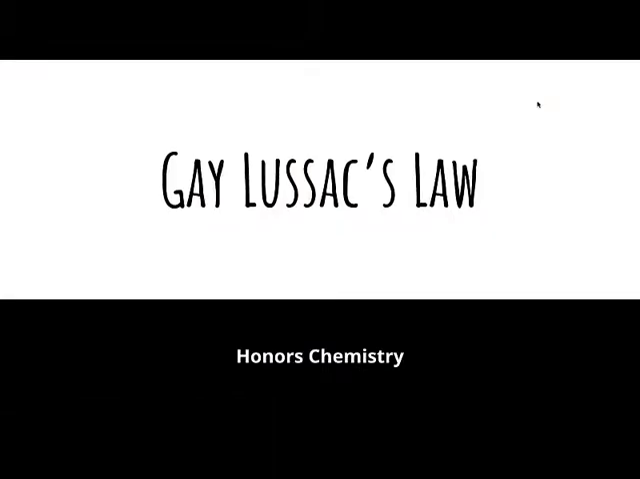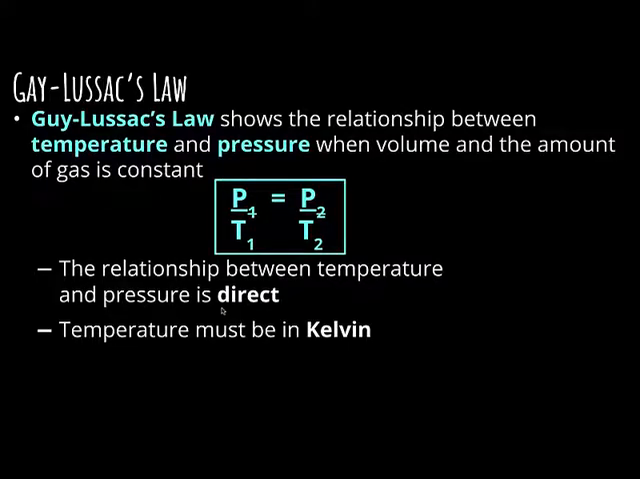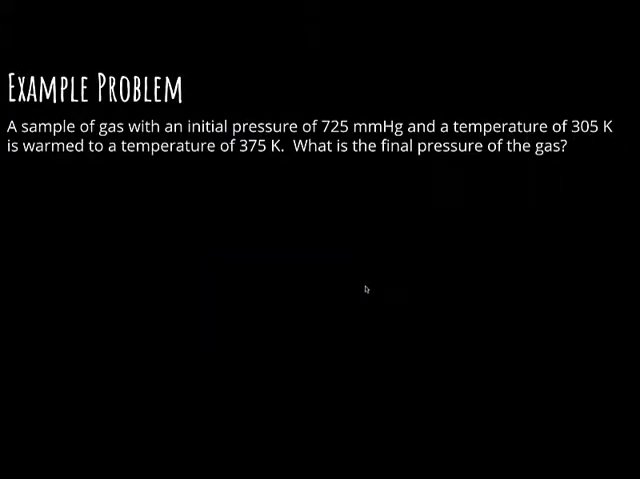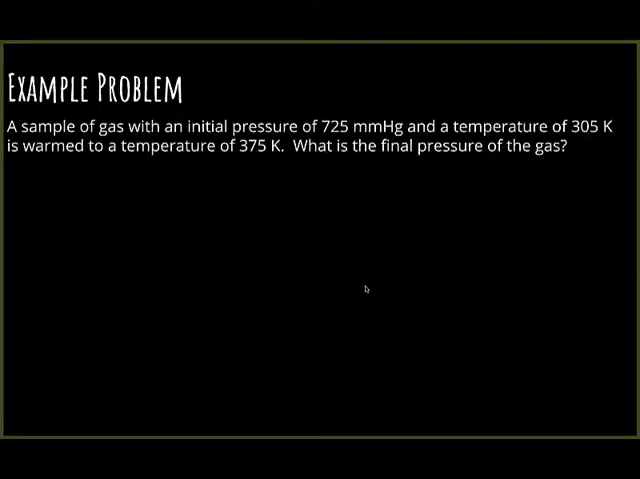So the next law we're going to talk about is Lew Sachs Law. His law shows the relationship between temperature and pressure when volume and the amount of gas is constant. Again, this relationship is also direct, so as one increases, the other one increases. And just like before, temperature has to be in Kelvin. So here's an example for this one.